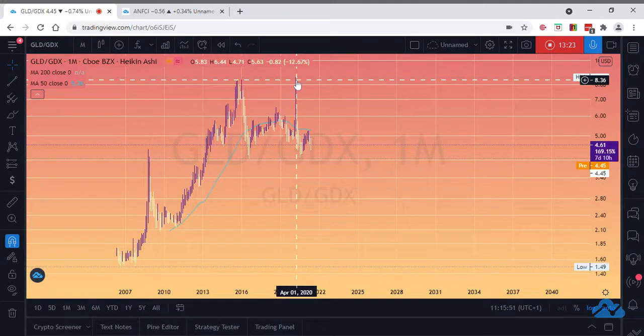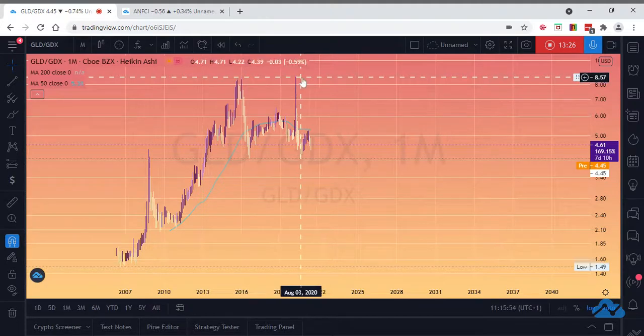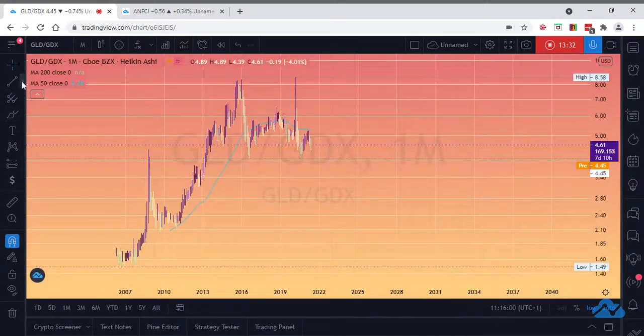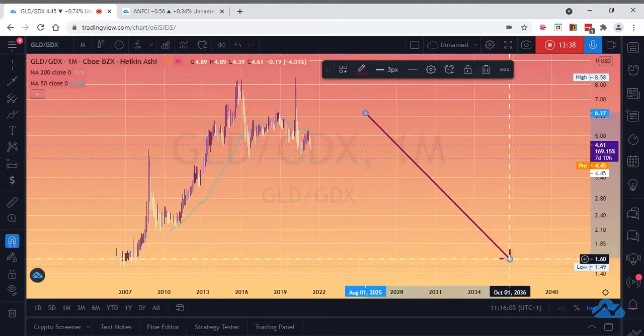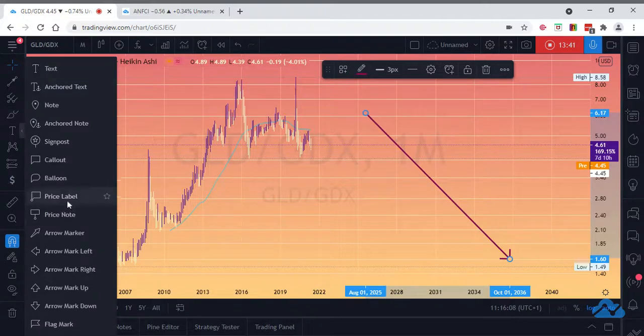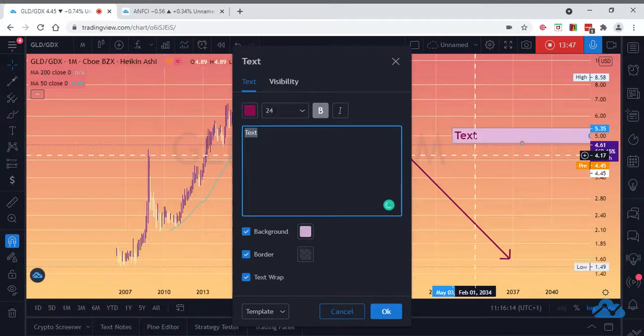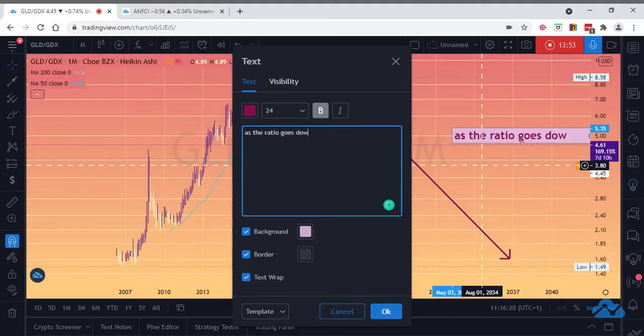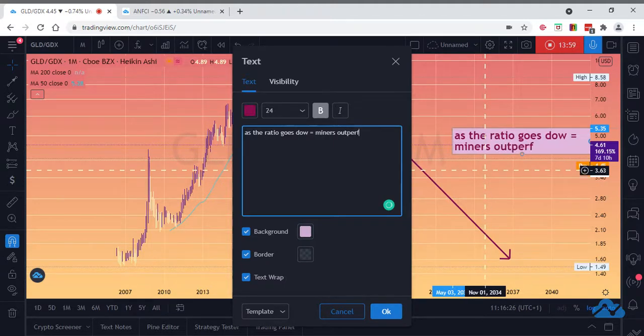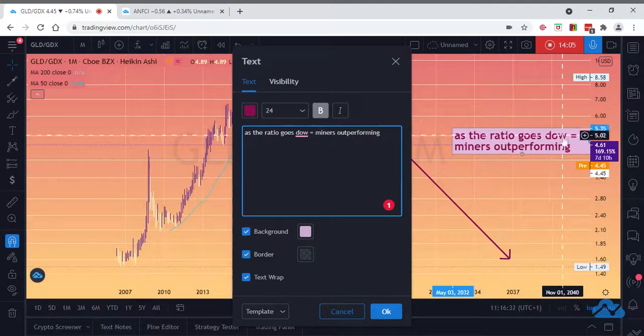So this is when gold makes its high in August. As we head down, here we go. This is how stocks, the miners, will outperform, right? As the ratio goes down, that equals miners outperforming the underlying commodity, right? And that's what you want. You want the alpha.